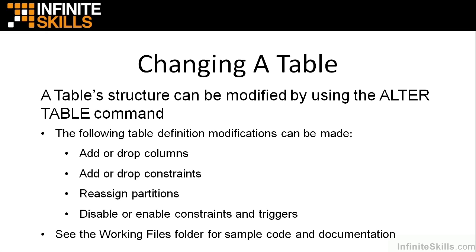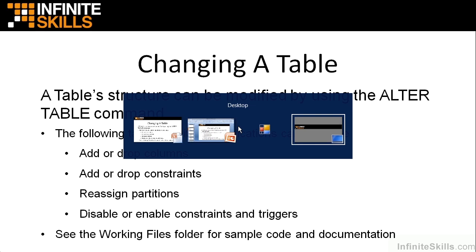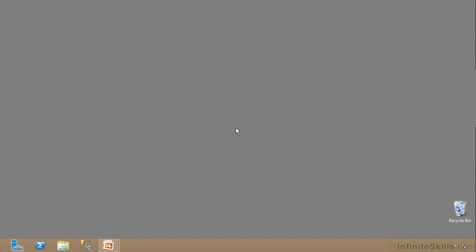Now, if you'll look in your working files folder, you'll see the sample code very, very similar to what you're going to see me do here in just a second. And I've also put a page out of the SQL Books Online documentation to make it easy for you to find. And this is the complete documentation on the alter table command that you will find in Books Online. So I hope that helps you out a little bit. So let's jump out to the desktop and let's talk about altering a table using code.